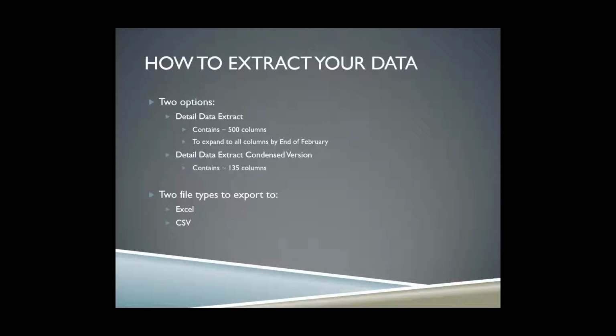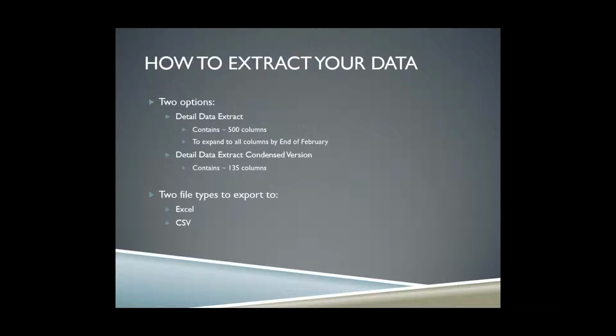So, how to use the detailed data extract. There are two options to get the data out from the data extract perspective. We have two reports. One is called Detailed Data Extract, which is the full 500 columns roughly at the moment, and our goal is to add the remaining fields in the data you're entering by the end of February. Then there's a condensed version focused on 100-some fields or columns that we believe are the more useful ones, for those that find the 500-plus column report overwhelming.